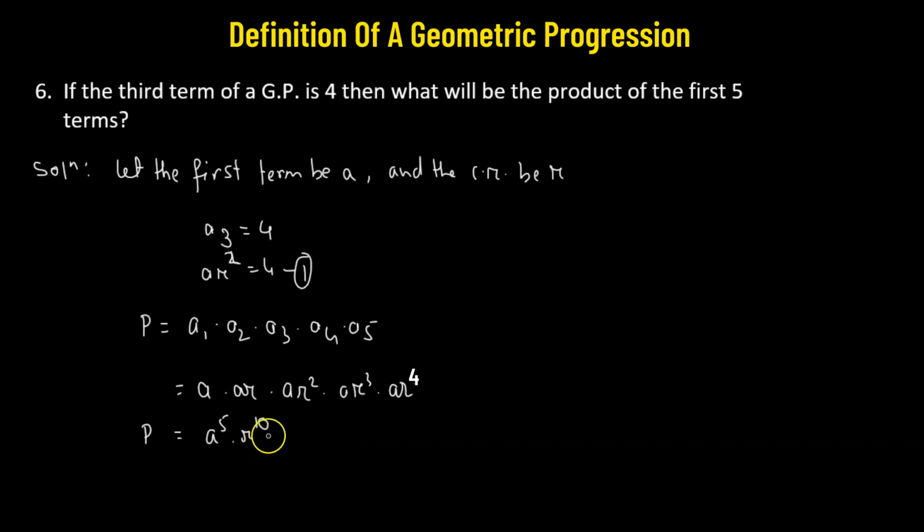Now even though we don't have the value of the common ratio as well as a, we can rewrite a raised to the power of 5 times r raised to the power of 10 as ar squared raised to the power of 5. Now we have the value of ar squared, which is 4. So this value is simply going to be equal to 4 raised to the power of 5, which is 1024. Let's move on to the next problem.